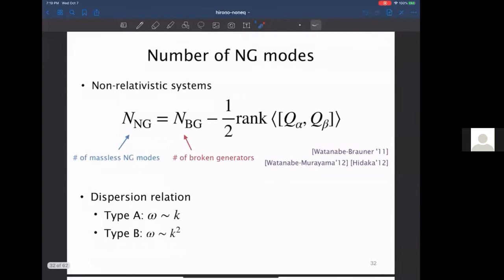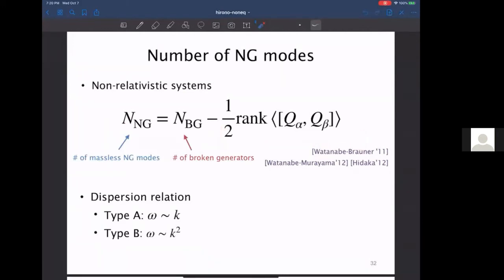And the correct relation between the number of Nambu-Goldstone modes and the number of broken generators in a non-relativistic system was proposed in 2011, and it was proved in the next year. So the number of Nambu-Goldstone modes is given by this formula. This is the matrix defined by the expectation value of the charge commutator. Those are the broken generators. And since this is an antisymmetric matrix, its rank is always even, so this is going to be an integer.